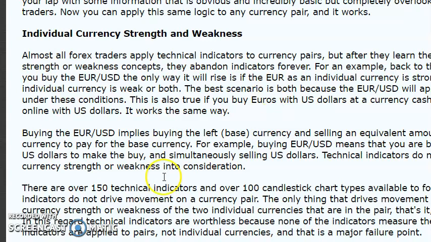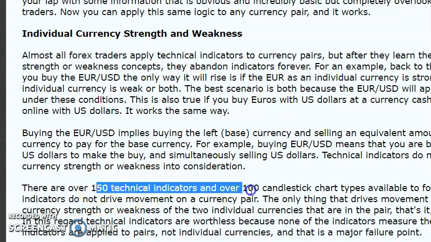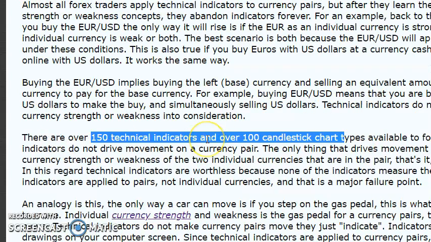There's over 150 technical indicators and over 100 candlestick charts, and none of them take into consideration individual currencies. If you apply technical indicators and candlestick charts to your Forex trading, you will fail, you will lose, and you have to start dividing each currency pair into 2 separate currencies to make progress.